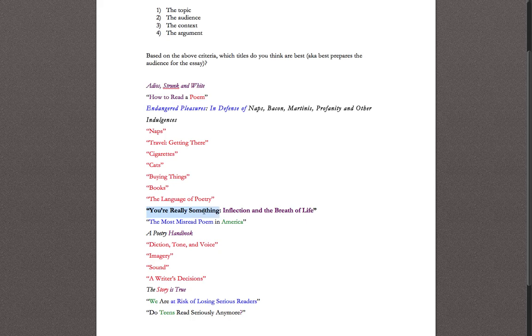Same thing with Baxter. You're really something is a phrase that he uses actually throughout his essay as evidence to discuss inflection and how it affects meaning. And so he starts off with "you're really something." It has "you're" in it, so automatically the audience might think that he's talking to them. They've heard this phrase before, but they don't fully know what it means in terms of the essay to come. But then he gives us a little bit more understanding about what the essay is going to be about. It's a little bit more straightforward. It's about inflection. It's about how inflection is the breath of life. So, many different ways to construct a title for you to consider.